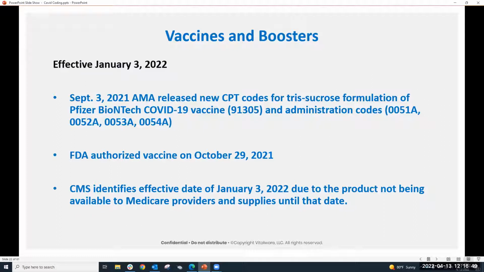On October 29th, 2021, the FDA authorized the vaccine. However, CMS is identifying the effective date as January 3rd because they said that the product was not available to Medicare providers and suppliers until January 3rd. So if you see the effective date of January 3rd in our VitalWare system, that is why. It's because CMS is identifying that effective date as January 3rd.